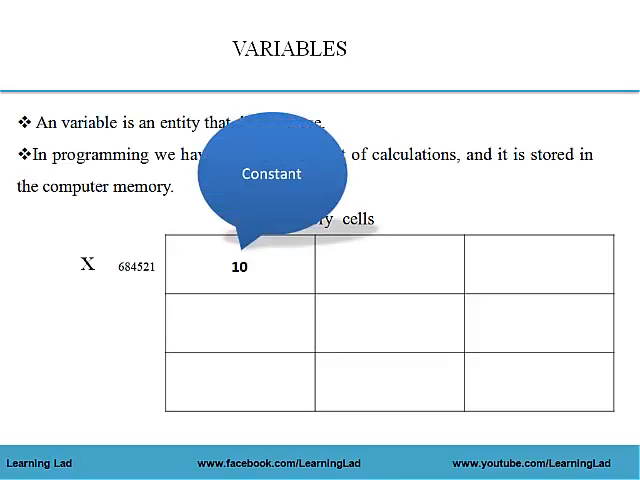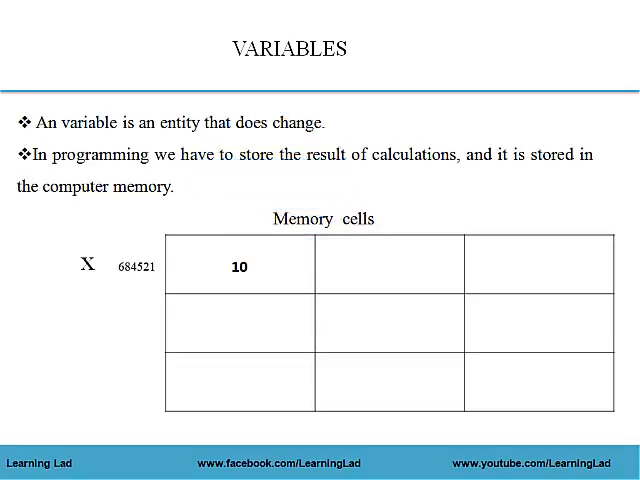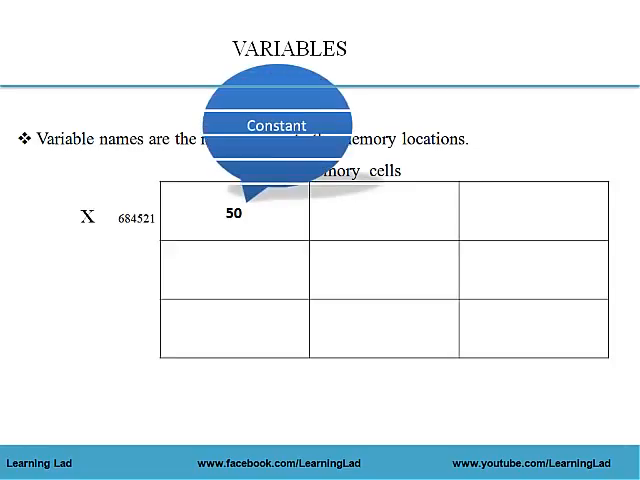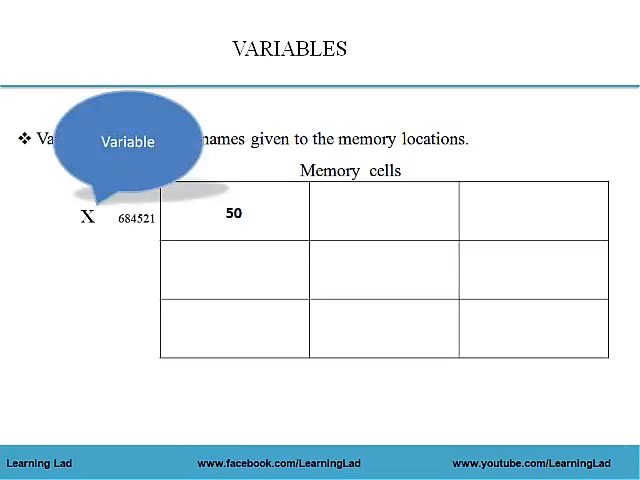So 10, which is stored in the memory cell named x, is a constant. Here 10 is a constant and x is a name given to that memory cell, and we call it a variable name. So the variable names are the names given to the memory locations. As you can see here, that variable name may contain some other value at a later time. Before, the x was containing 10, but right now it's containing 50. But this 50 is an integer constant, and the x is a variable because it can contain any other constant value. If it's of type integer, then it can contain any integer constant.